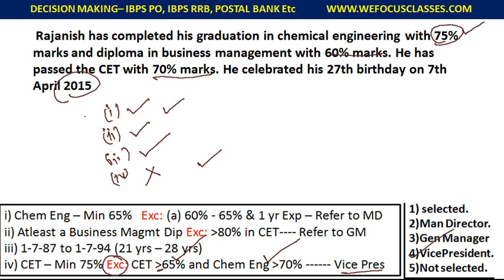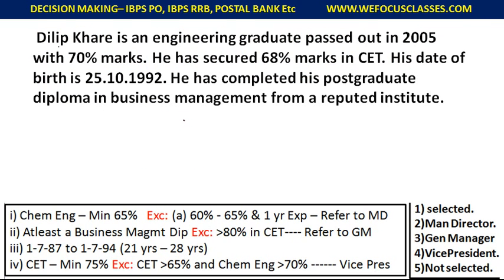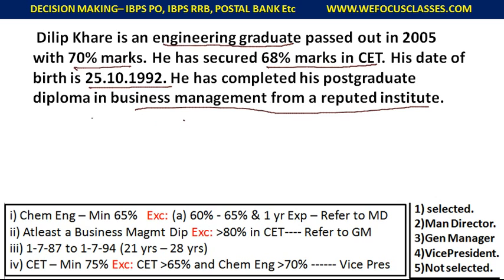Now we see the next problem. Dilip Khare is an engineering graduate. See, it is engineering graduate, but we require chemical engineering graduate. Nothing is mentioned here. Now we'll read the entire problem, whether we find anything about chemical engineering or not. He passed out in 2005 with 70% of the marks. He has secured 68% in SET. His date of birth is 25/10/1992. He has completed his postgraduate diploma in business management from a reputed institute. So these all are not required for us. We need a chemical engineering graduate, but here it is mentioned only engineering graduate.